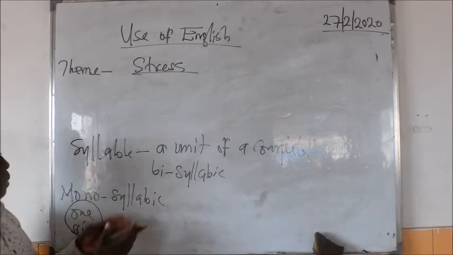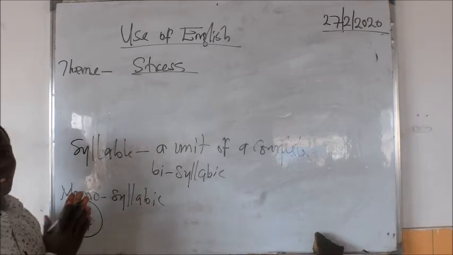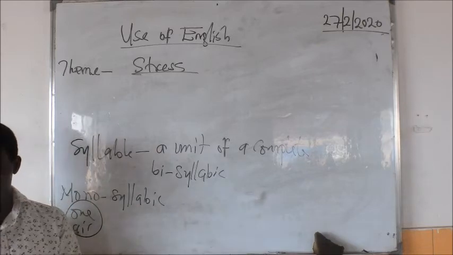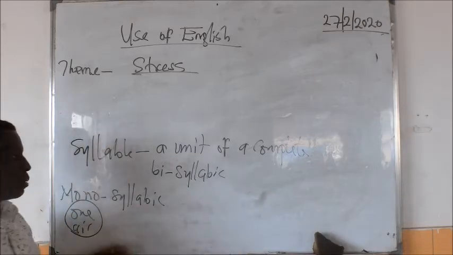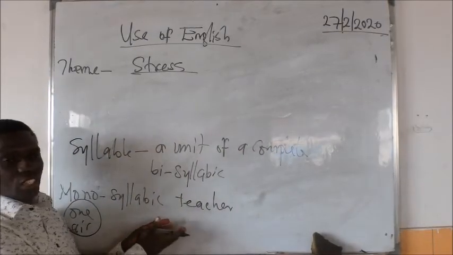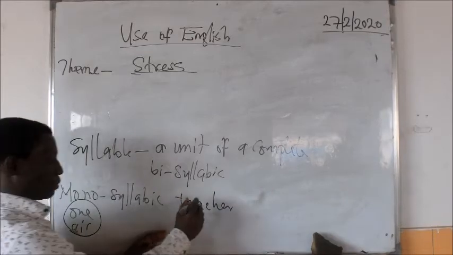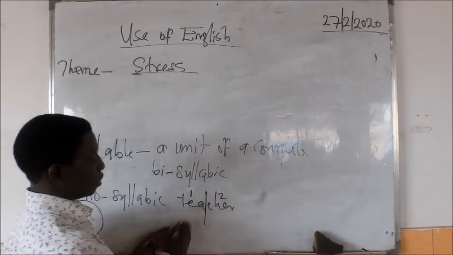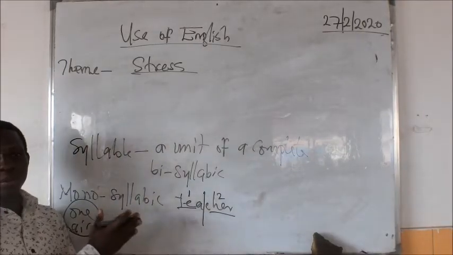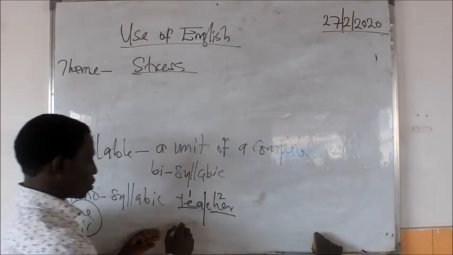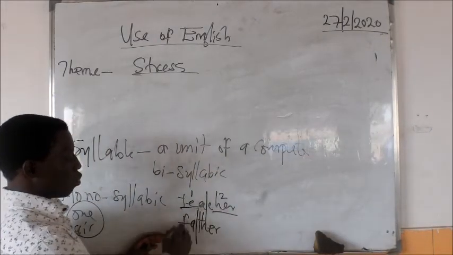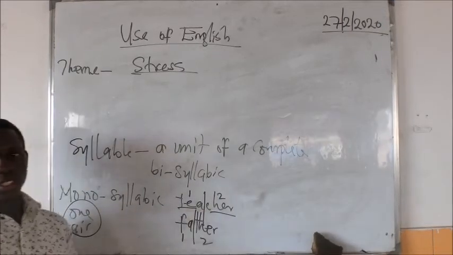Then we'll talk of bisyllabic, meaning English words that have two units or two syllables. Example, the word t-shirt. We can divide this word into two units, one and two: t-shirt. Are you getting it? So this is what we call bisyllabic. Then we also have a word like father. This is one unit, this is two units.